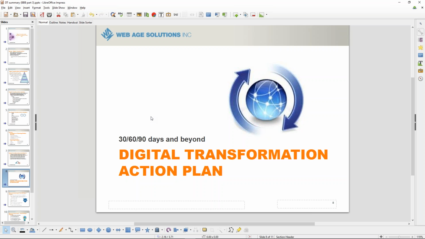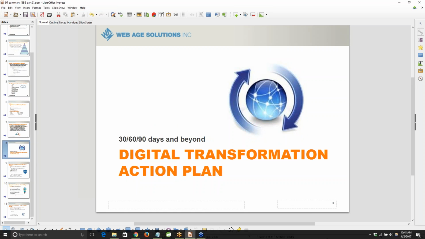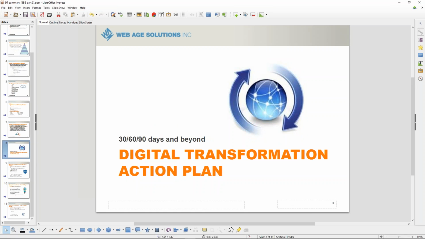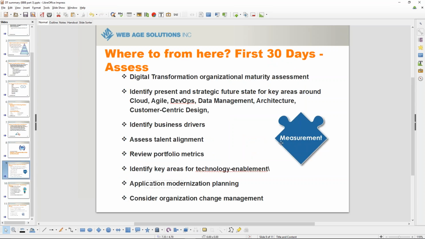If we're going to do a digital transformation, you want something of an action plan. Here is a 30, 60, and 90 days what we want done. In the first 30 days, probably the first thing we want to do is get a handle on what's currently in place, have an understanding of where the organization actually is. First, where are we? Second, once we know where we are, where are we going?